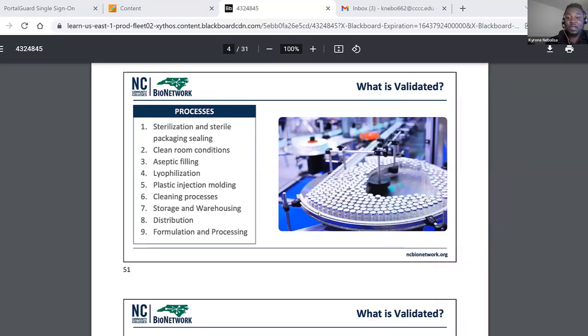So once you go through your process, you have to clean your equipment. And then you have a subset of validation called cleaning validation, where you need to ensure that batch to batch, are you getting adequate cleaning in your process? So you have a subset called cleaning validation. You need to validate your cleaning process because you want to prevent any contamination going on from batch to batch. So that's what you need to ensure with your cleaning processes, storage and warehouse distribution, and then finally formulation and processing.